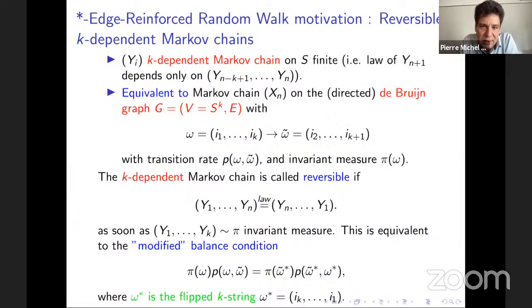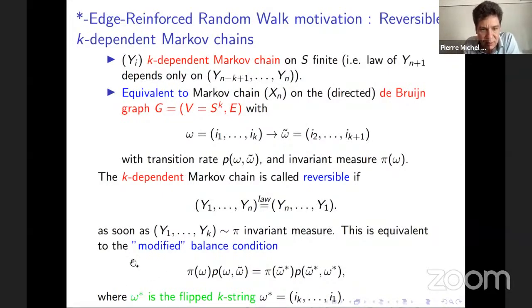And then you can define an extended version of reversibility, which is that under the invariant measure for that process, the law of the process is equal to the law of the reverse process. So the vector y_1 up to y_n is equal in law to y_n up to y_1, if you start from the invariant measure. You can also write it as a modified balance condition. Here note that omega star will be the flipped string, so basically it's the word that you take but backwards.